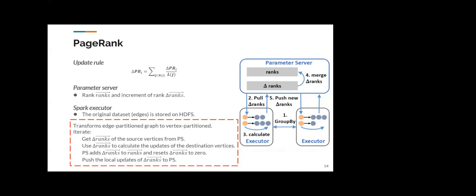Each executor reads data from HDFS and uses the group by operator to transform the edge partitioned graph to vertex partition. At one iteration, each executor gets delta ranks from the parameter server and calculates the updates of delta ranks. Then the parameter server adds delta ranks to ranks and resets it to zero. Afterwards, each executor pushes the local updates of delta ranks to the parameter server.